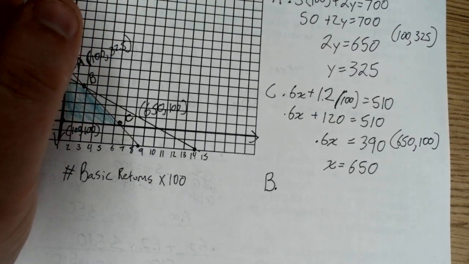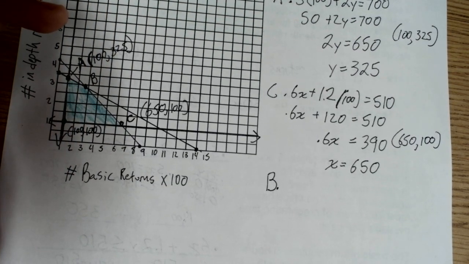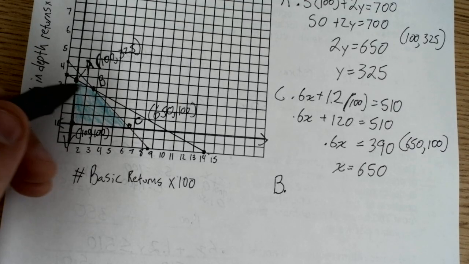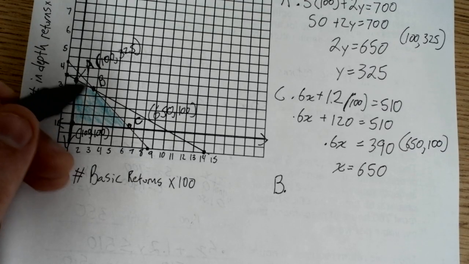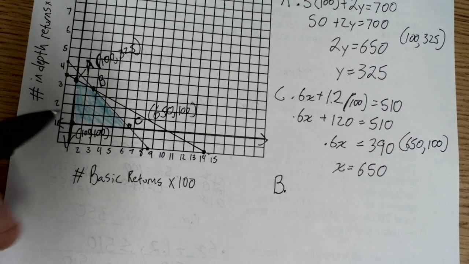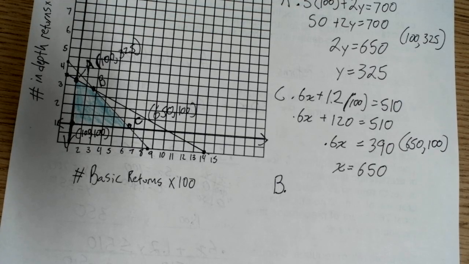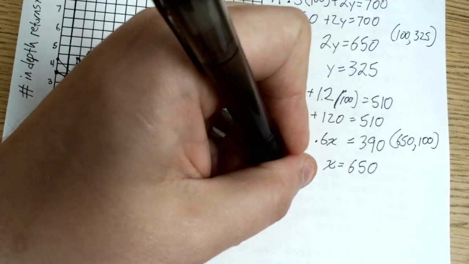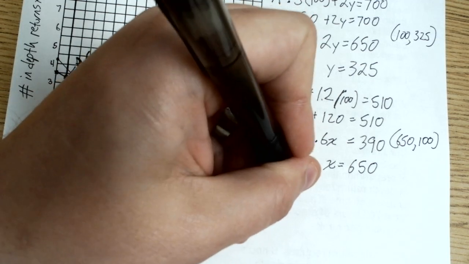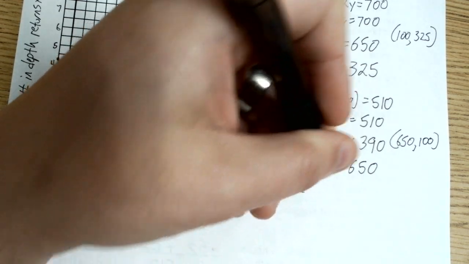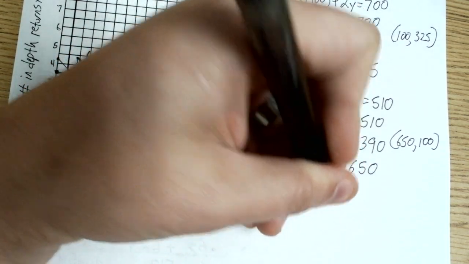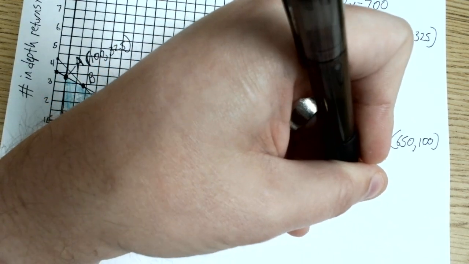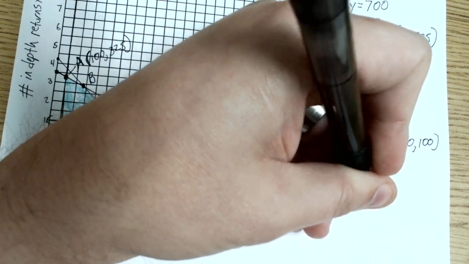Okay, finishing out this linear programming problem, I've got point B that we're looking for now, and it is the intersection of these two lines. So I'm going to use substitution here because I've got 0.5x plus 2y that equals 700.